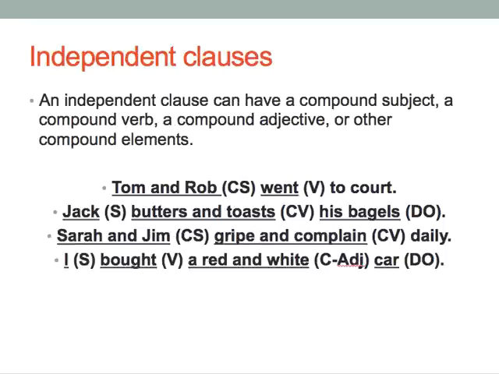Things get tricky in that an independent clause can have a compound subject, a compound verb, a compound adjective, or other compound elements and still be considered an independent clause. So we might have a compound subject, such as the first example. Tom and Rob, that's a compound subject, went to court. Jack butters and toasts, we have a compound verb. Jack was doing two different things, his bagels.